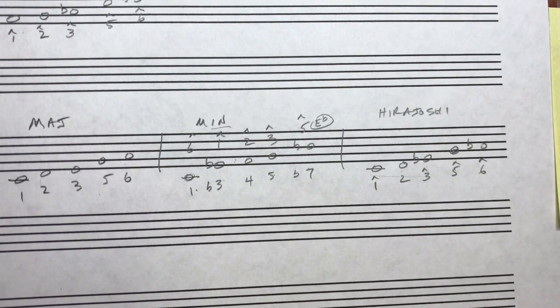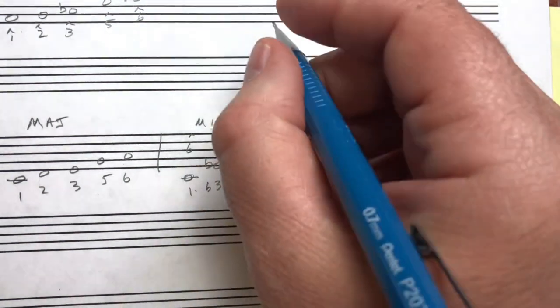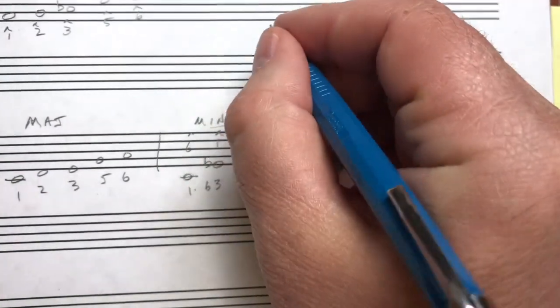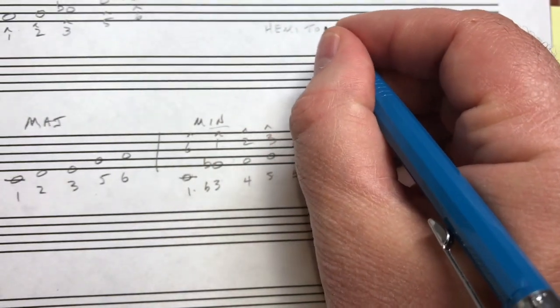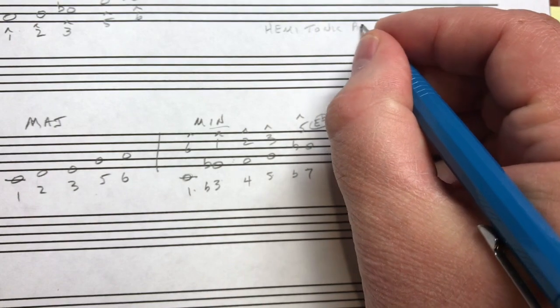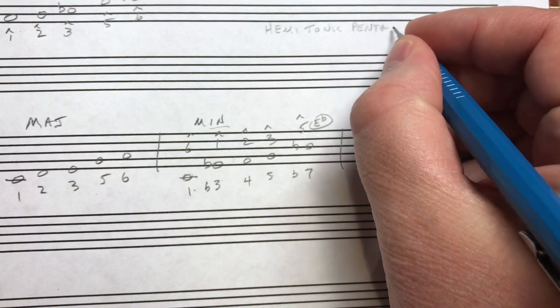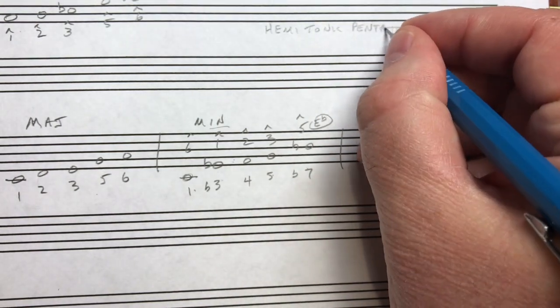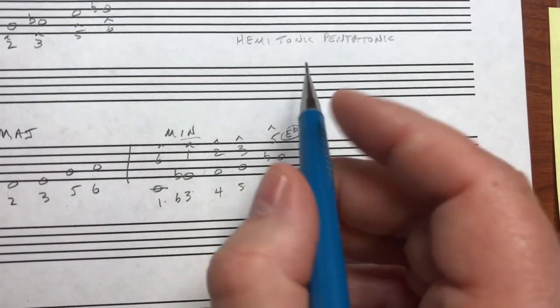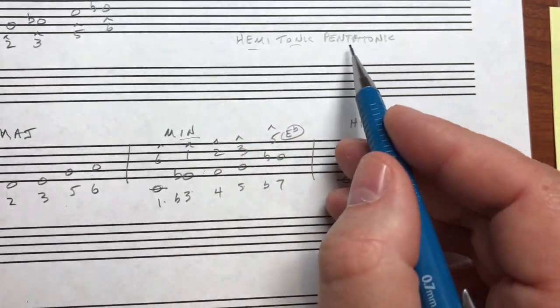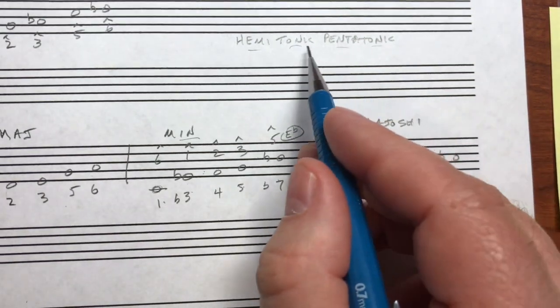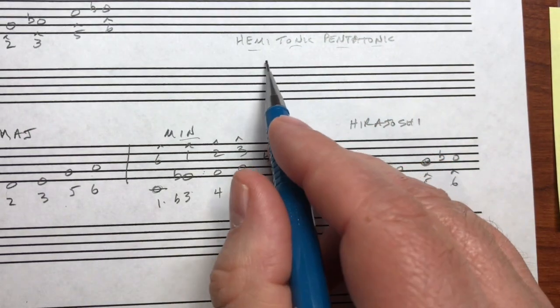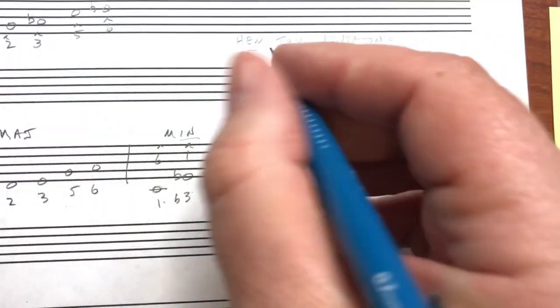We could further classify these pentatonic collections into 2 groups: those that have a half step, which we would call hemitonic pentatonic. Hemi meaning half tone, 5 tones. So we have a 5-tone scale with a half step in it, which is a hemitonic pentatonic collection.